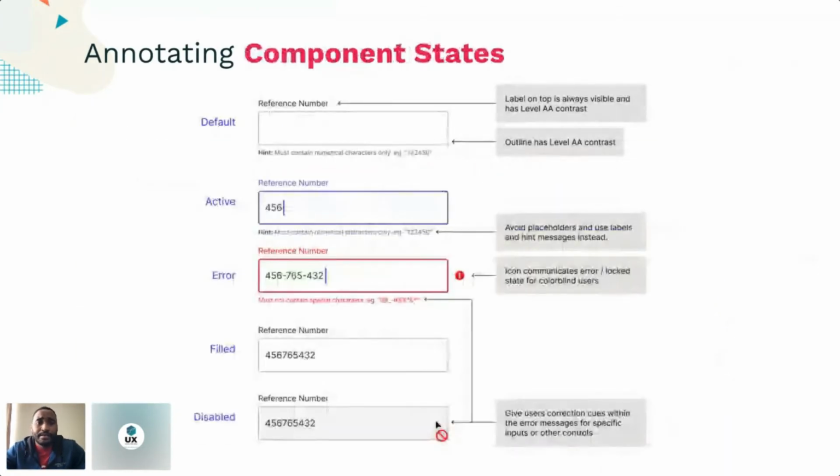States communicate the status of UI elements to the user. Each state should have clear affordances that distinguish it from other states and the surrounding layout. We should use labels or instructions with form fields. Avoid placeholders and use labels and hint messages instead. We shouldn't use color alone to make critical information understandable. We should also give users correction cues within the error messages for specific inputs or other controls. And lastly, we should always support keyboard navigation.